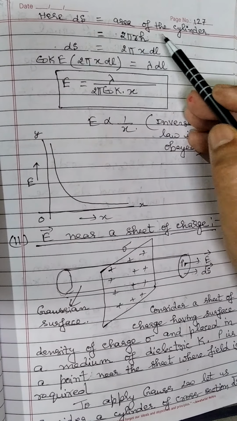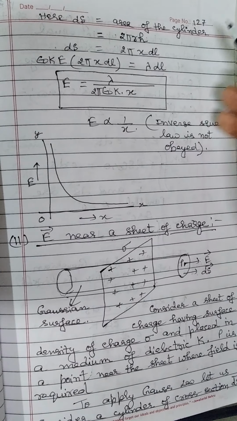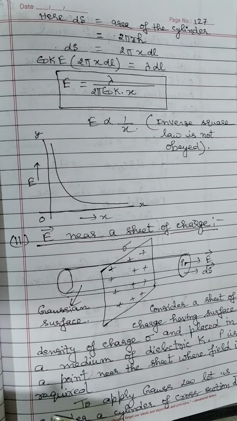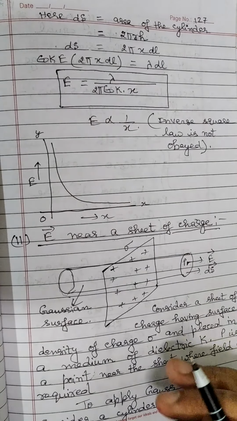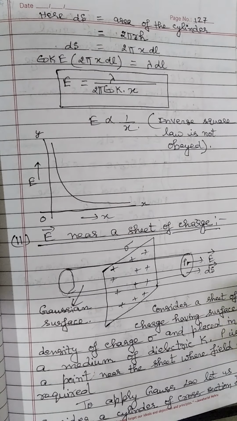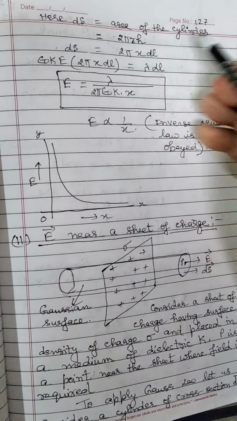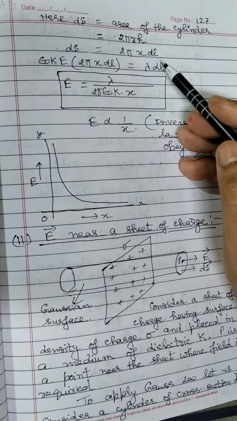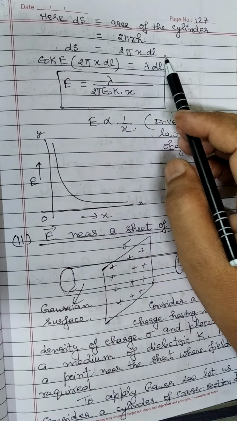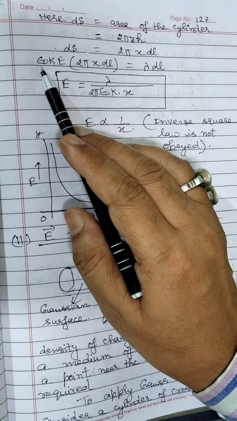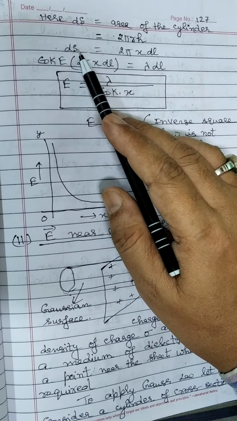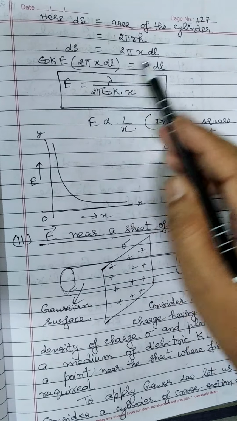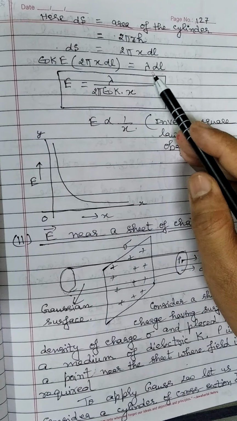Now here ds is the area of the cylinder. Remember children, ds is always the area of the Gaussian surface which you have considered to apply Gauss's law. The area of the cylinder is 2 pi r h, as we have already discussed. The radius will be x and the height will be dl, so ds is 2 pi x into dl. Substitute it here: epsilon naught into E into 2 pi x into dl is equal to lambda into dl.